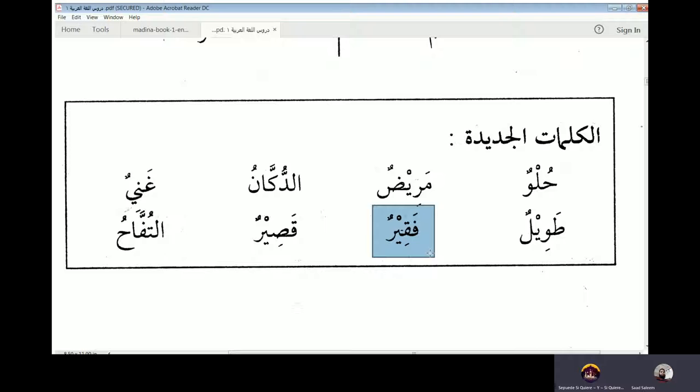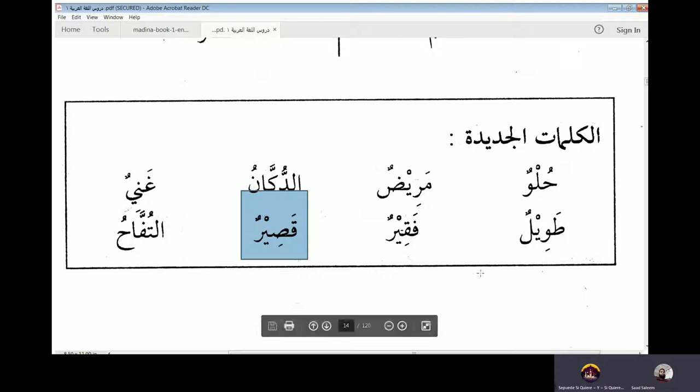Faqirun. Faqirun is the opposite of this word. Oh, poor. Yes, poor. Faqirun means poor. Then qasirun. Qasirun is the opposite of this word. Short. Yes, short.